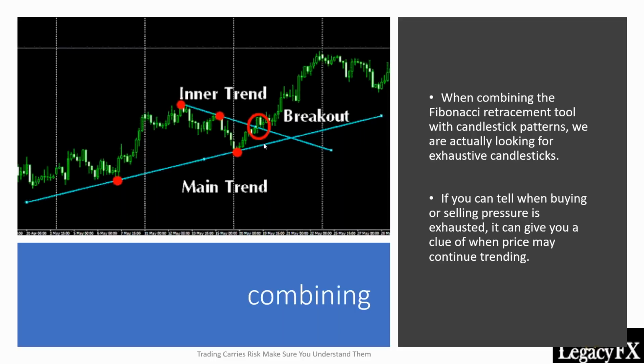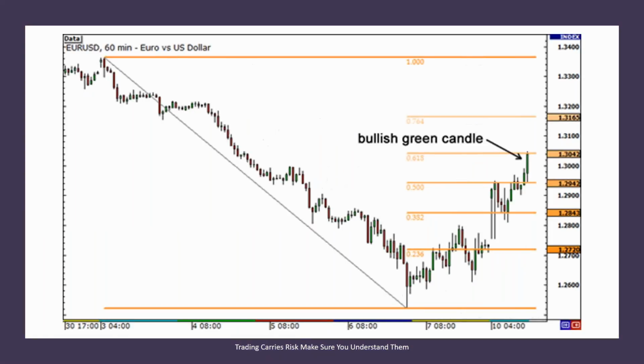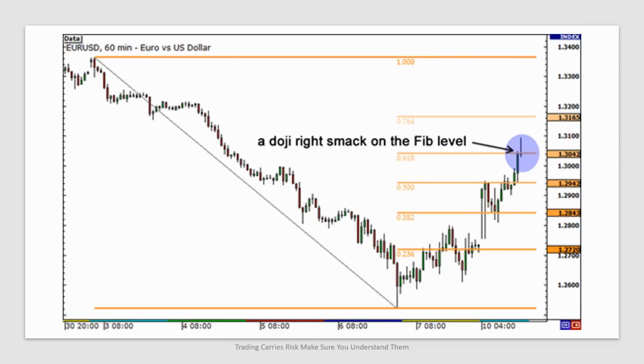So when combining the Fibonacci retracement tool with candlestick patterns, we are actually looking for exhaustive candles. If you can tell when buying or selling pressure exhausted, it can give you a clue of when price may continue trending. Volume is another great add-on for these. Volume added to the Fibonacci's will let you know exactly what traders are doing as price approaches one of the important retracement levels. So if you combine volume, support and resistance, trend lines, and then simple candlestick patterns, you have a super duper trading system.